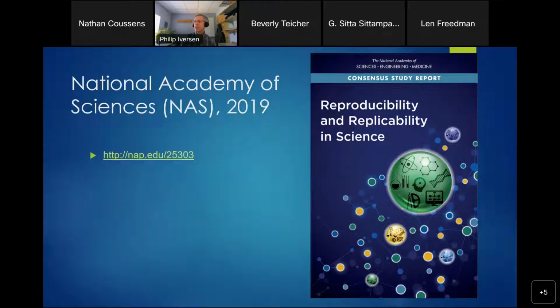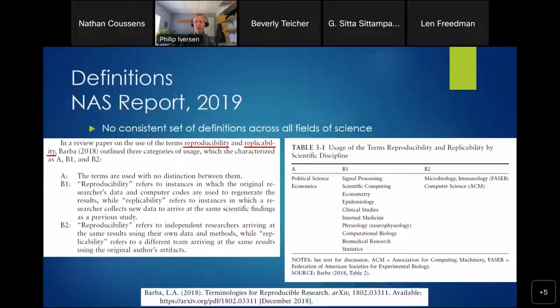Okay, here is the National Academy of Sciences report from 2019 with a cover page and a link. So, reproducibility and replicability in science. Pretty big topic. I'll just highlight a few things from this report that I found interesting. First of all, there's no consistent set of definitions of these concepts across all fields of science. The NAS report references this Barba paper in 2018 with 3 different sets of definitions of reproducibility and replicability.